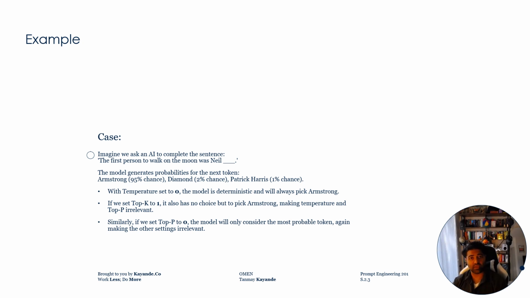If we set the top K to 1, it also has no choice but to pick Armstrong, making the temperature and top P irrelevant. Similarly, if we set the top P to 0, the model will only consider the most probable token again, making the other settings irrelevant. This shows that extreme settings can cancel each other out. Setting the temperature to 0 is the most common way to ensure a factual, repeatable answer.